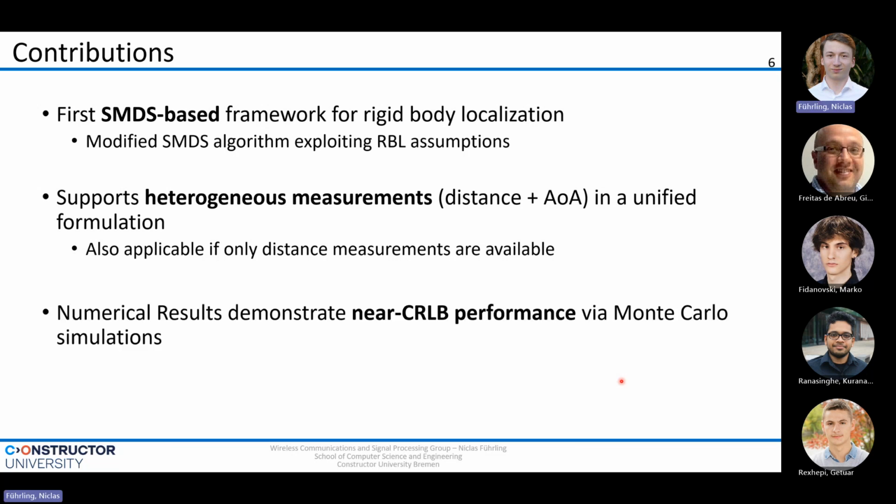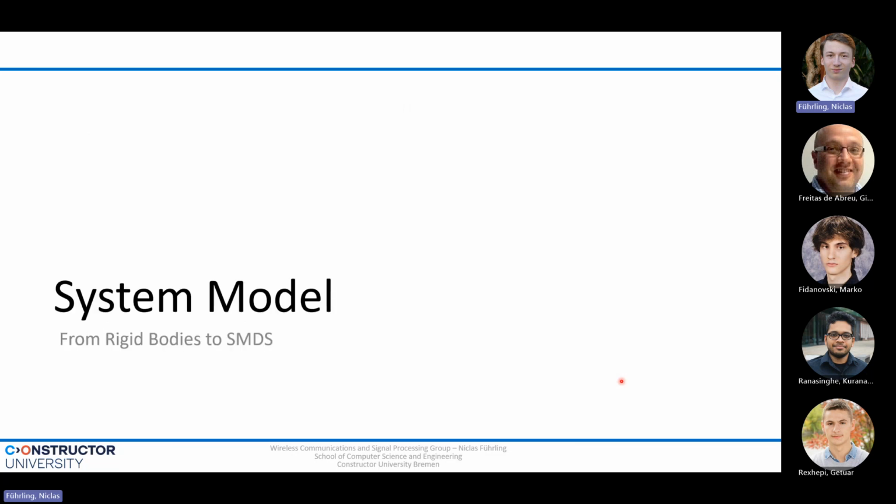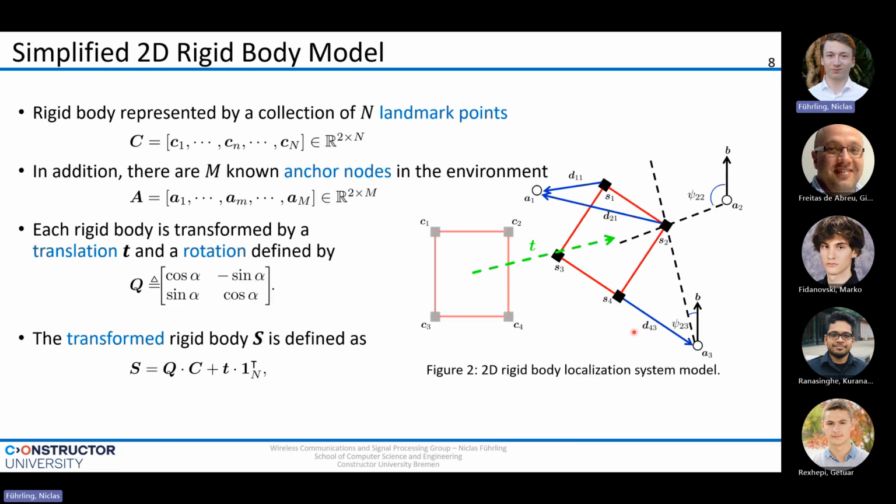And then later on, we will also see that the numerical results demonstrate a near Cramér-Rao lower bound performance via Monte Carlo simulations. Before, in the general system model, we saw the car, but in this scenario, to keep it simple, because we will use complex numbers later on, we will just use a 2D rigid body localization model. But the concept is exactly the same.